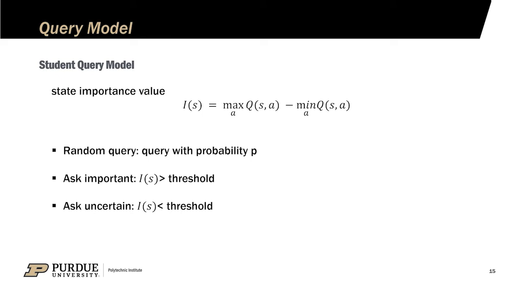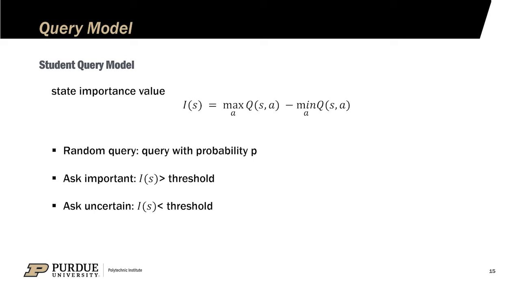In our research, we considered 3 different query models. Before we talk about the query models, let's introduce some terminology we need to use here. State importance value is defined as I(S) equal to, given a current state S, I(S) calculates the range of the Q value, which means the maximum Q value minus the minimum Q value.